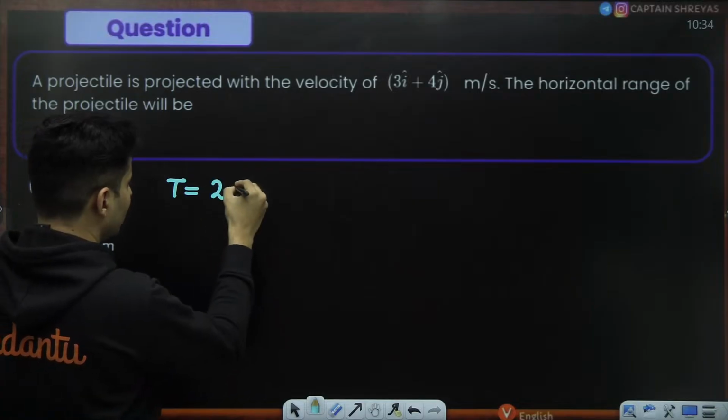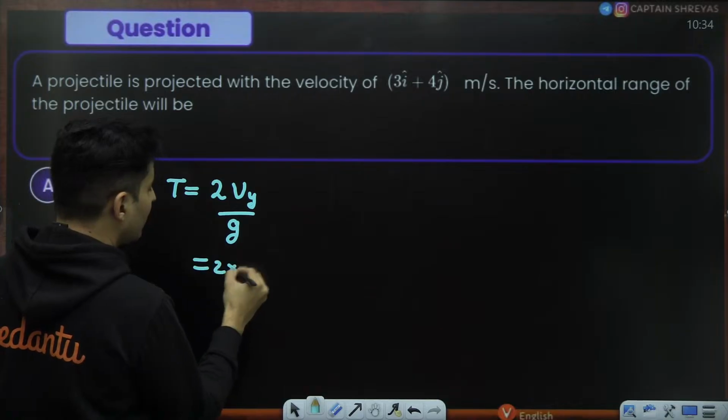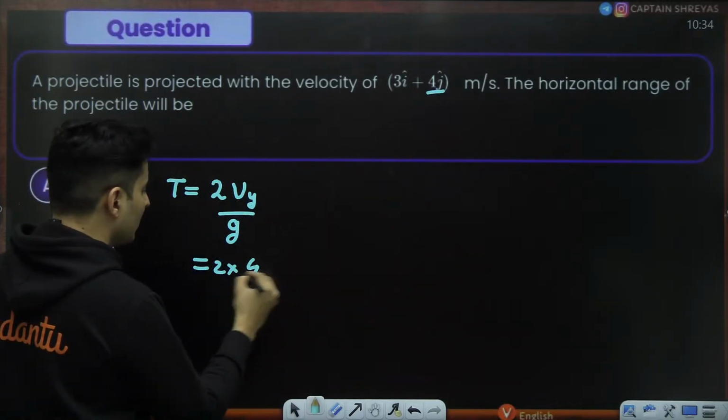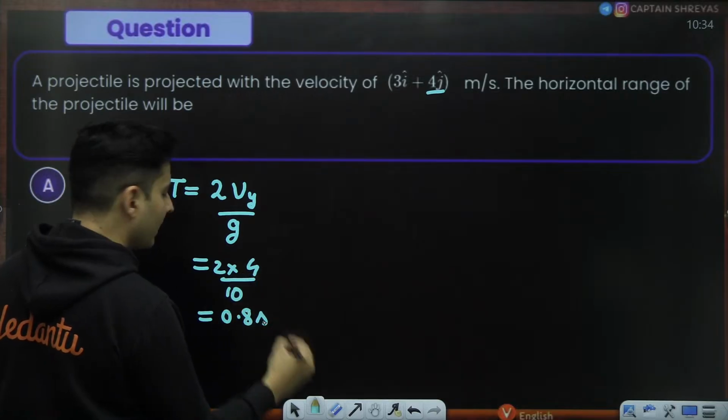It is always 2 times the vertical component divided by g. So the vertical component is 4, the whole thing divided by g. 2 4s are 8, so this will be nothing but 0.8 seconds.